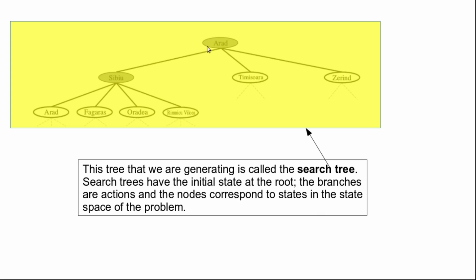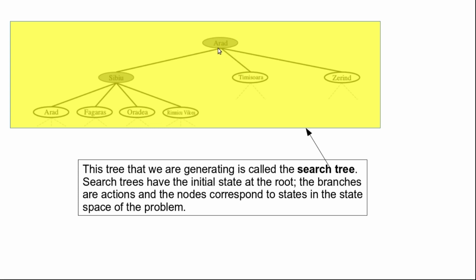What is the root of the search tree? Arad, which was actually our initial state. What are the other nodes? These are the states from the state space. We have studied what is state space earlier. And these branches correspond to the actions that we have taken.